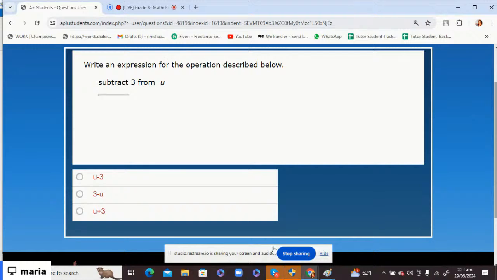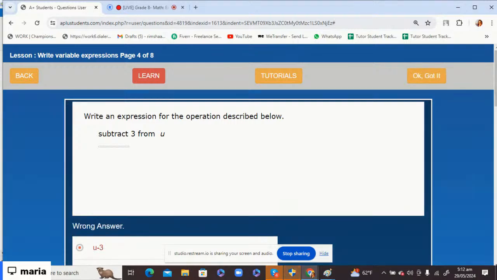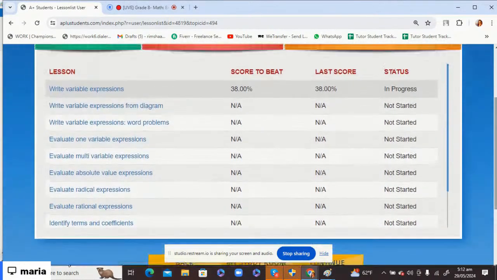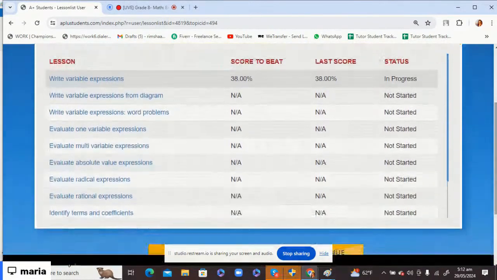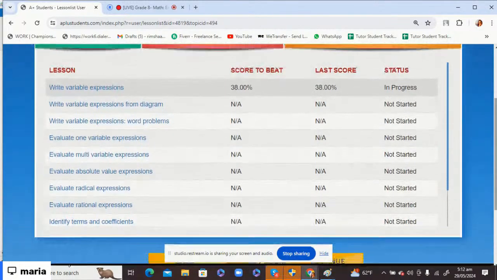Then 3 minus U, and then U plus 3. Which one is right? Think about it, you all. So which option are we going to move with? 3 from U. That one is the second. Okay. I hope you guys understand this lesson. Now you all practice the lesson by yourself. The first lesson we covered is write variable expressions, and I hope you are all clear.